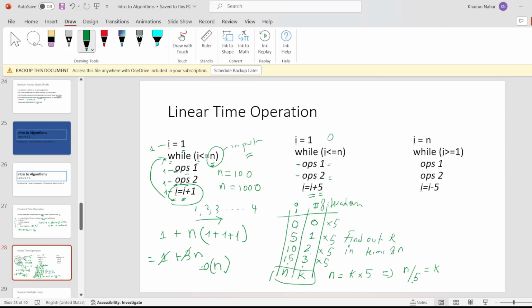And we know that in order to find the time complexity, we approximate. And n by 5 is nothing but n times 1 by 5. And this is a constant number, so we can ignore this. Then what we get is n equals k. So the time complexity of this algorithm or this piece of code is big O of n.